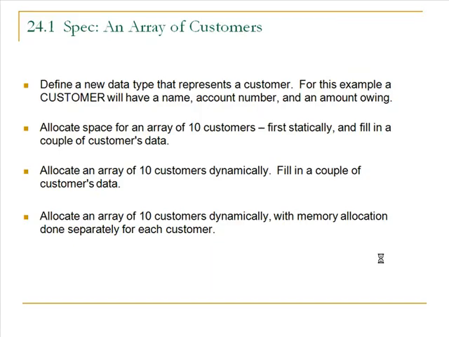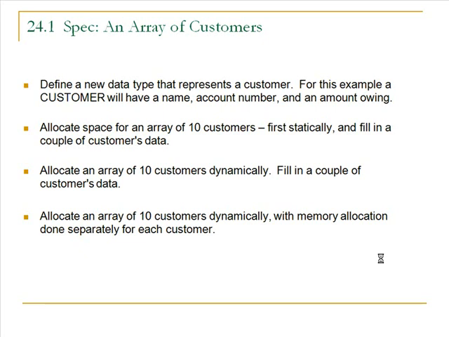So let's look at the spec, which we'll use to exercise some dynamic memory allocation. We're going to jump right into allocating space for structs. So we're going to make a new data type called a customer, and this customer will have a name and an account number and an amount owing. I guess a customer would be much more interesting in real life. This is going to be a small example because I can't fit too much code on the screen while I'm recording it.